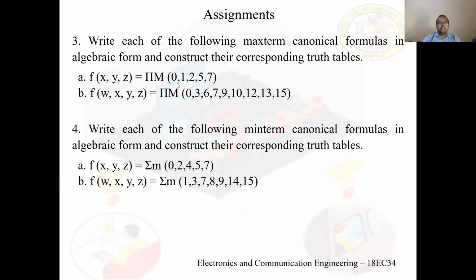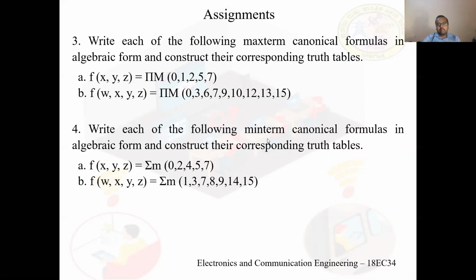Now the canonical forms in decimal notation are given. You need to convert them into algebraic form, and from the algebraic form, construct the truth tables. These are nothing but the max terms for which the output is equal to 0, and for the rest of the other combinations it is 1. Everyone try this one.